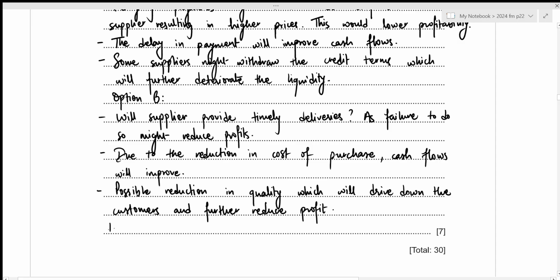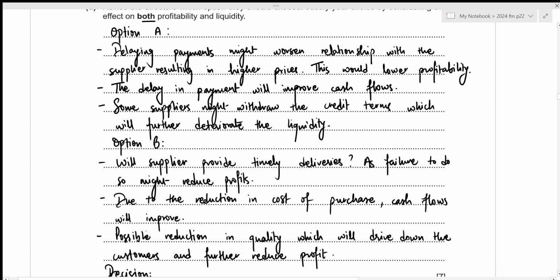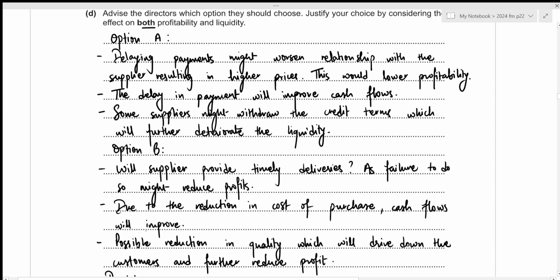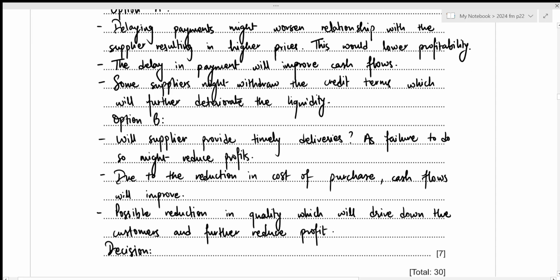Now, based on these factors, we need to make a final decision. So personally, I would advise the directors to go with option B because this will improve profitability as our cost of purchase is now reduced.